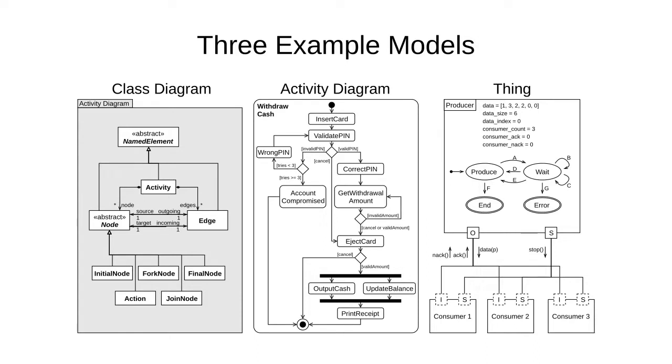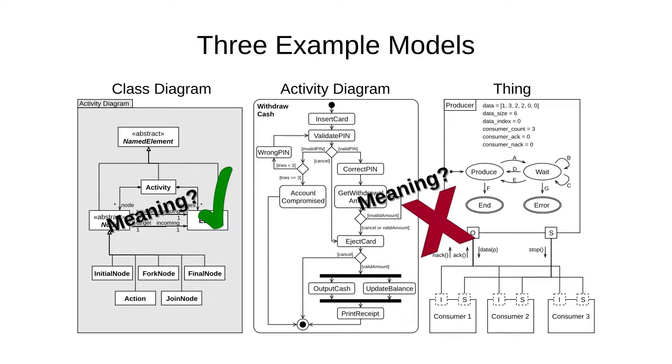Assuming one is familiar with the semantics of each modeling language, the actual meaning of the first model is easier to grasp than the meaning of the other two. A key reason for this is that class diagrams are structural models, whereas activity diagrams and things are behavioral models. The meaning of structural models is more easily conveyed by static visual representations than the meaning of behavioral models.